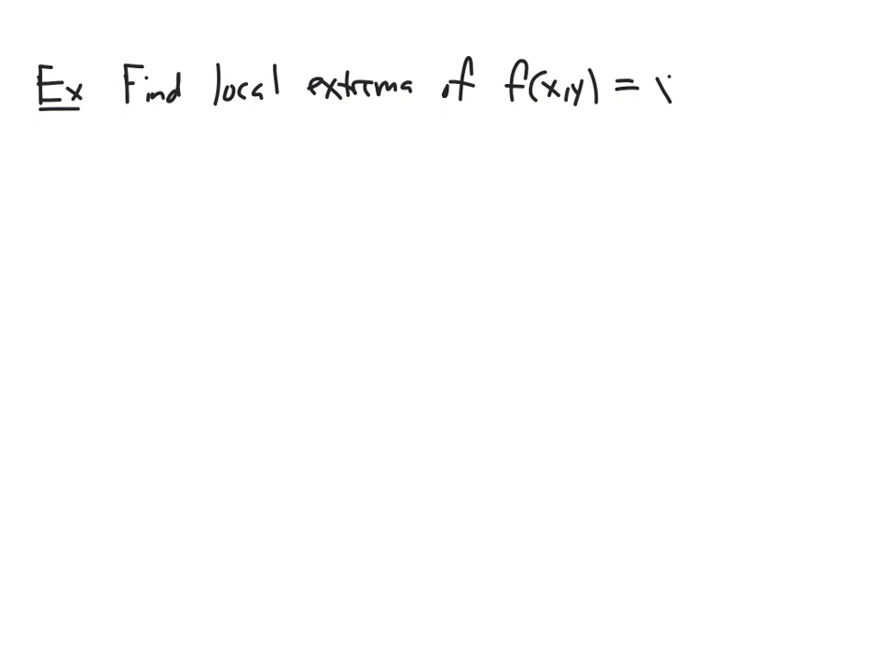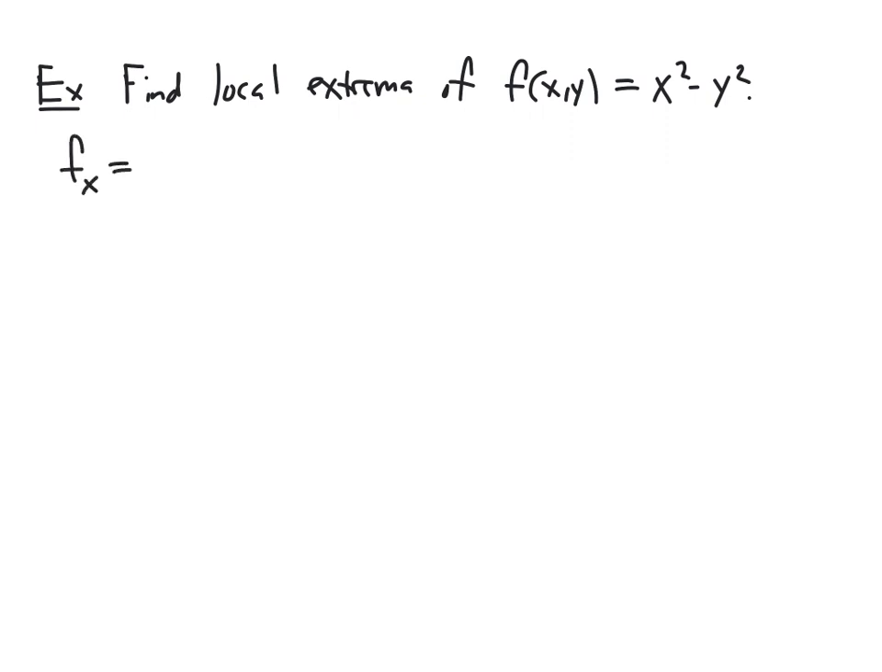So let's take a look at one more similar example. Let's say we want to find the local extrema of the function f of x, y equals x squared minus y squared. We follow the same approach to find local extrema. We want to first locate all critical points, so we do that by finding the partial derivatives.